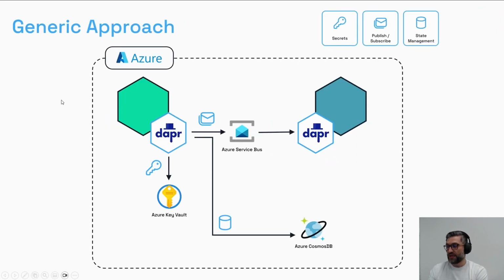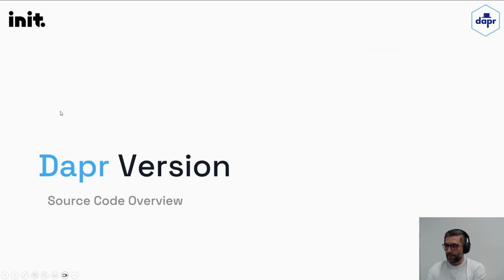Because I mentioned Azure, and this is running in Azure, and we are using Azure as a cloud provider, all these three services are basically implemented with Azure. Our three microservice applications have a Dapr sidecar running next to them that has knowledge of how to communicate with Key Vault, how to read and write items to the Cosmos DB, and also how to send requests to the Service Bus queue. So now let's see the Dapr version source code.